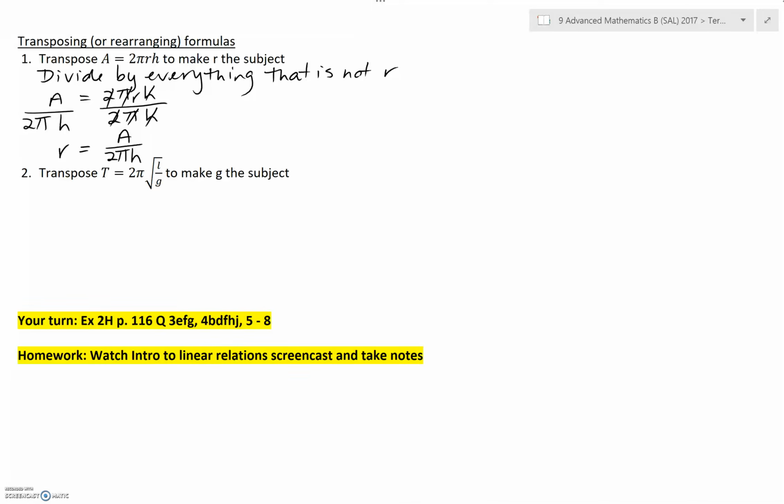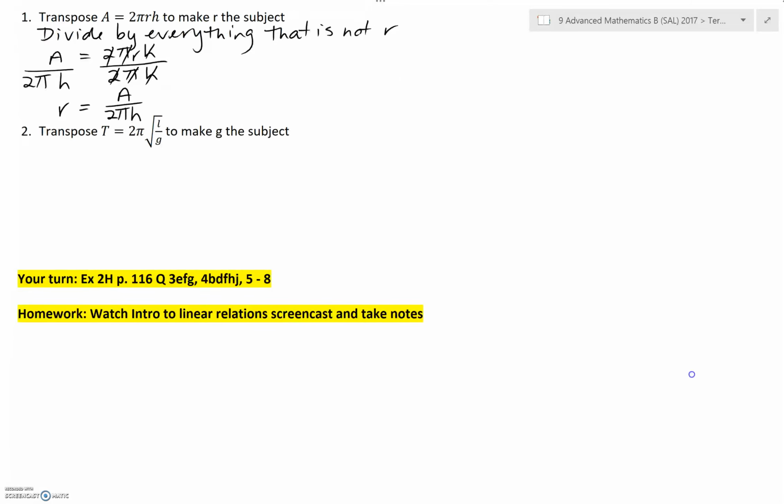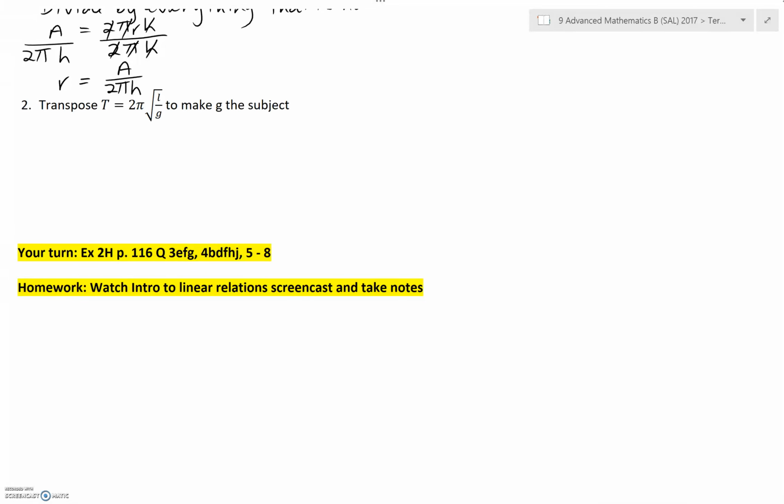Hopefully that makes sense. Now, question 2 in this section is much more complex. In this case, we want to transpose T equals 2 pi times the square root of L divided by G, and we need to make G the subject. So it's going to take quite a few steps to get down to our final, simplest answer. This seems straightforward, but there's actually quite a bit involved here.